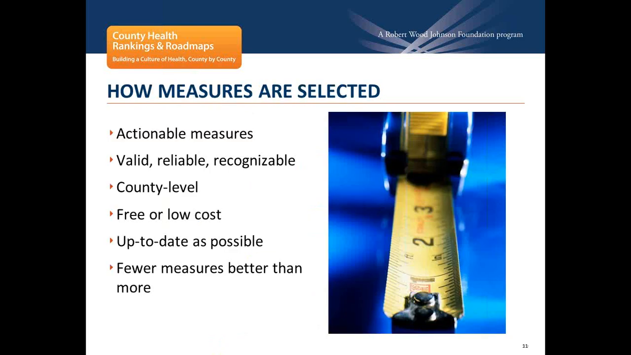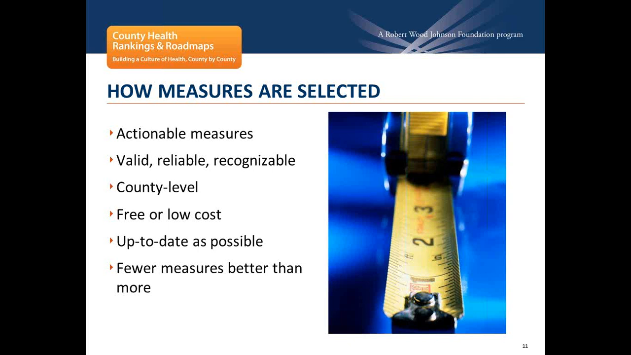So having looked at many factors that make up health, let's take a look at how measures are selected. We want communities to take action, so we use measures that reflect aspects of a community that can be improved. We look for measures that are valid, reliable, recognizable, and used by similar national measurements or other rankings projects. For example, many of our measures are used in America's Health Rankings, which annually measures the health of states.